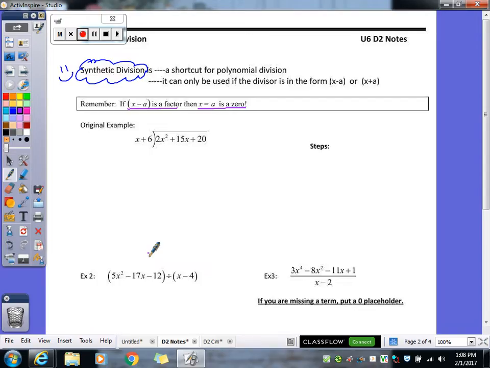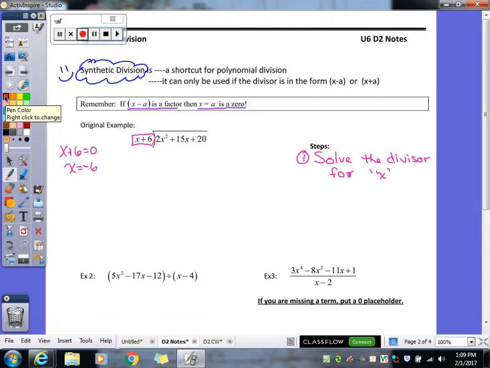So when we're doing synthetic division, first thing we have to do is solve the divisor for x. So if we take a look at our example up here, my divisor is my x plus 6. So what I'm going to do is I'm going to set that equal to 0. When it's set equal to 0, what would our x equal? Negative 6. We would subtract our 6 over. So there we go. That's my first step.